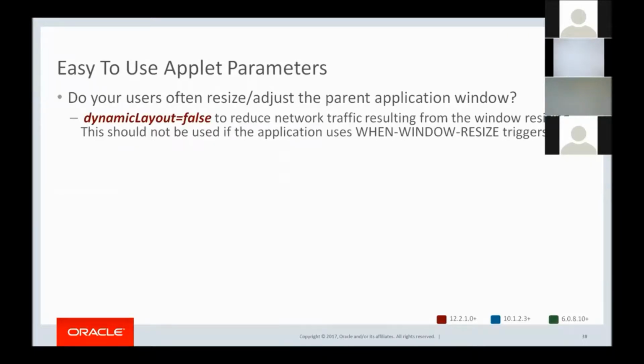So how often do your users tend to adjust or resize the parent application window? One of the things you'll find when you do that is there's a trigger in Forms, when-window-resized, that fires with each pixel change of the parent window. The problem with that is as you're trying to resize the window, at the same time we're trying to send messages to the server, and what you end up with is a very jittery type of behavior. It gives the appearance of a performance problem.